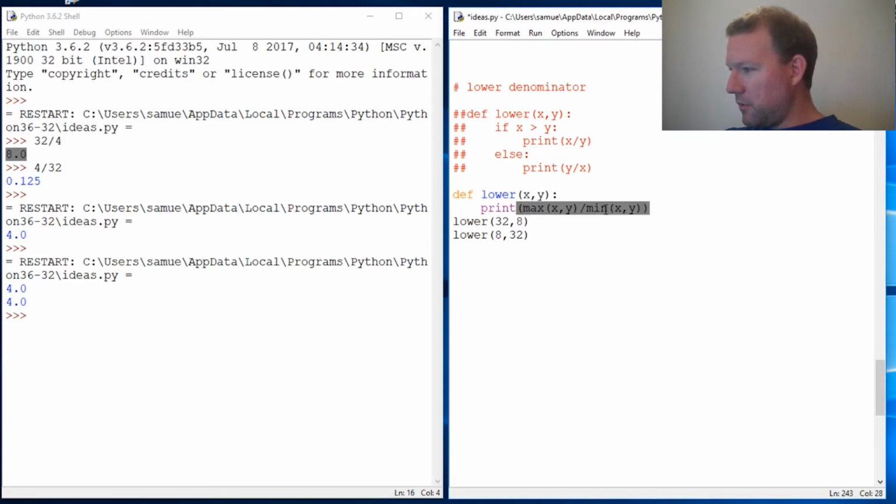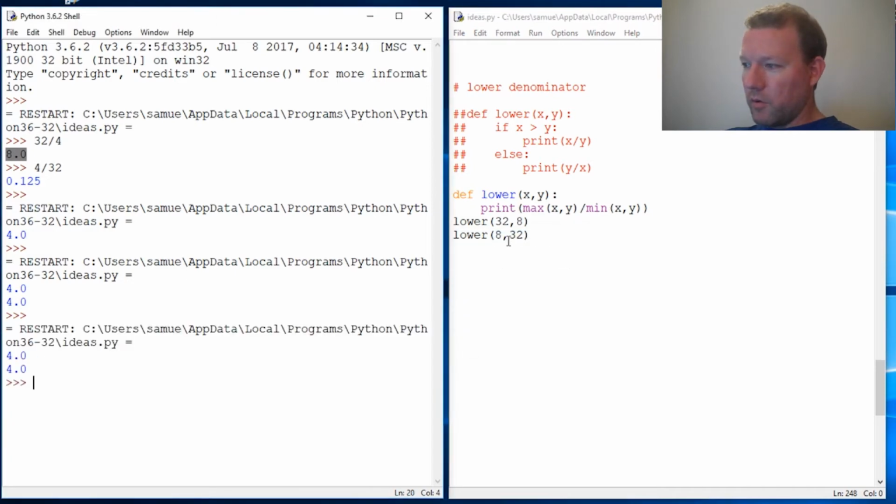Let's see if I got enough parentheses. Now I have enough parentheses. Did this all on one line. And the reason why this is important is the next video. So let's just go through this. Put the larger number as the numerator, smaller number as the denominator. Run this, 4 and 4. So boom, I was able to put this using Python's max function and min function to do this all on one line.